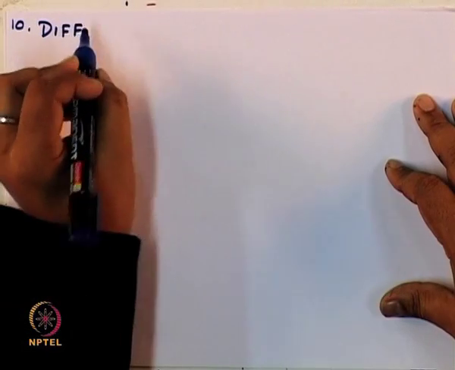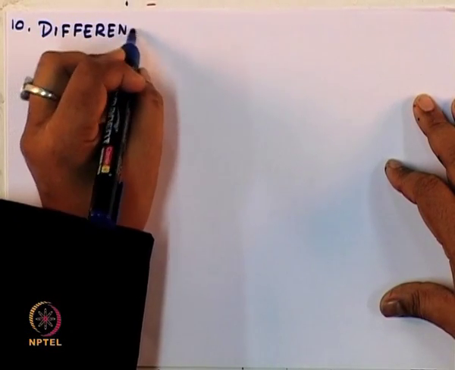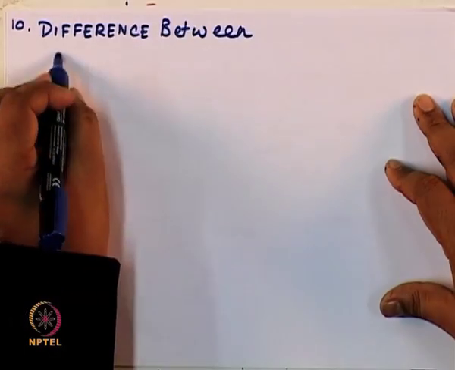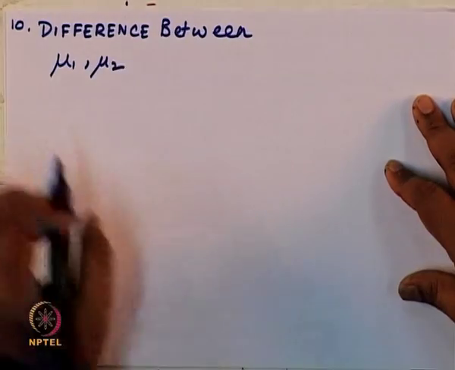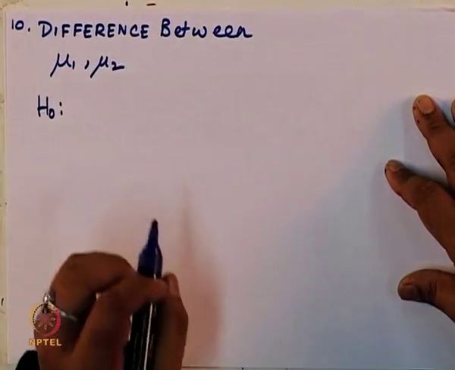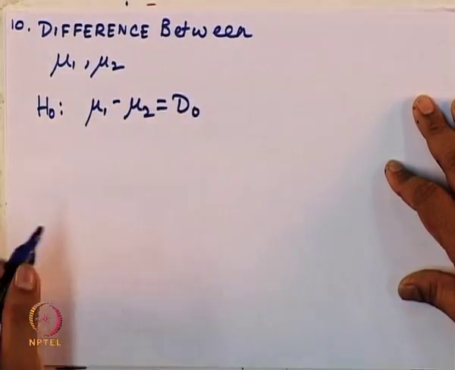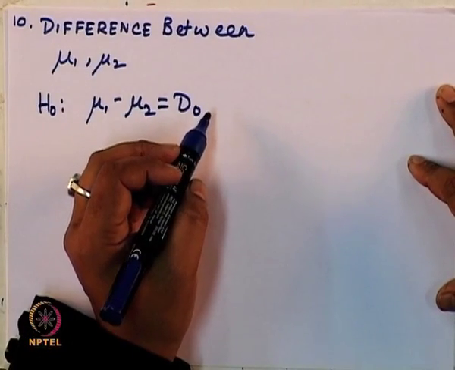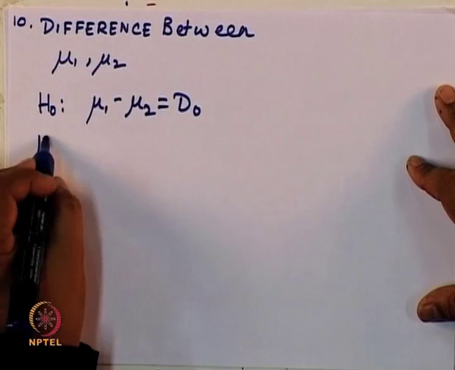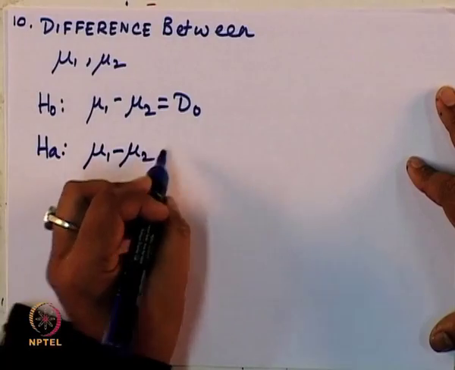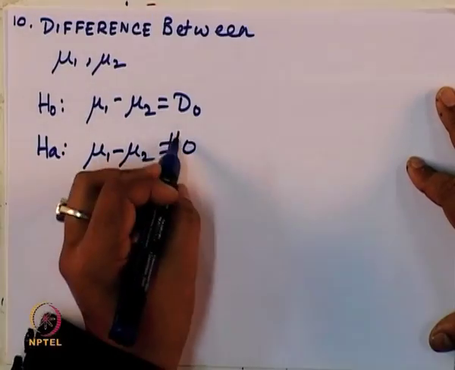Now let us see how to find the difference between population means, mu1 and mu2. What should be your null hypothesis? Your null hypothesis can be something like mu1 minus mu2 equal to d naught, where d naught is some prescribed value that you control. And your alternate hypothesis, for a two-tailed test, is mu1 minus mu2 not equal to d naught.